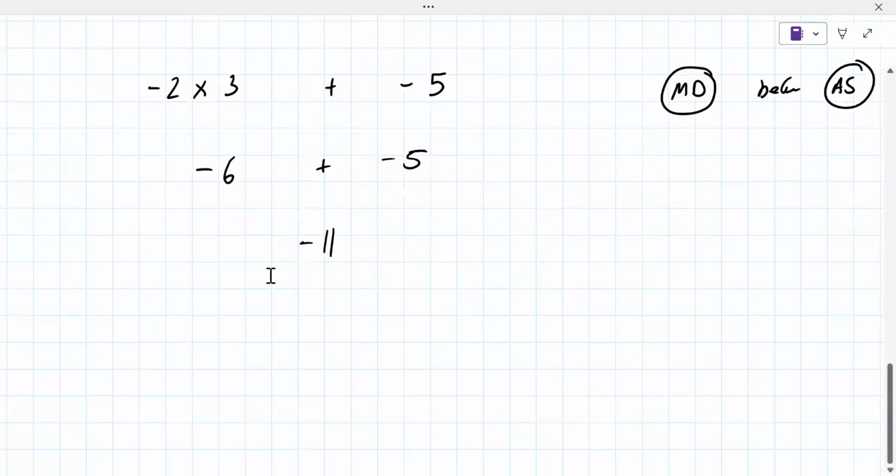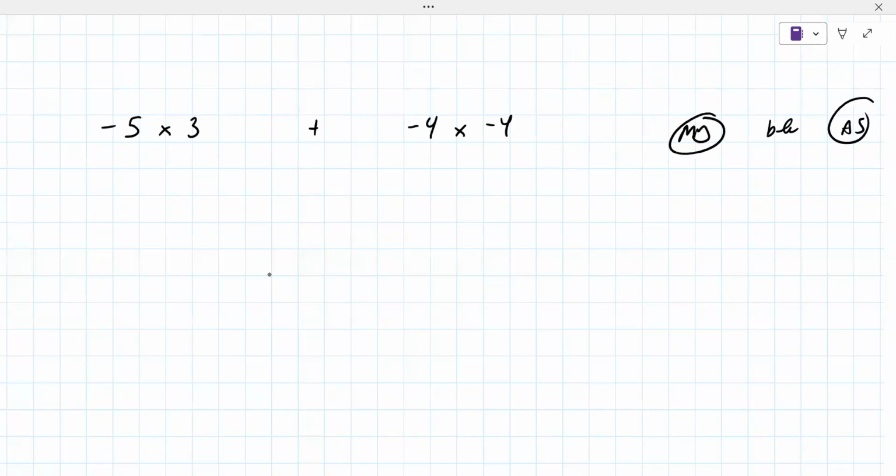Okay, so let's try another one here. -5 times 3 plus -4 times -4. Why don't you try working this one out? And again, you're going to multiply and divide before you add and subtract.